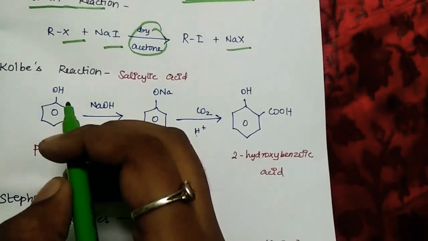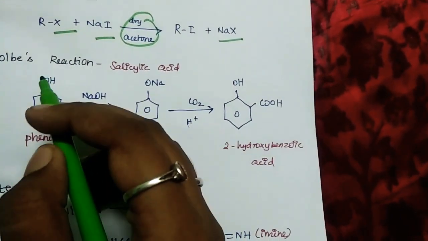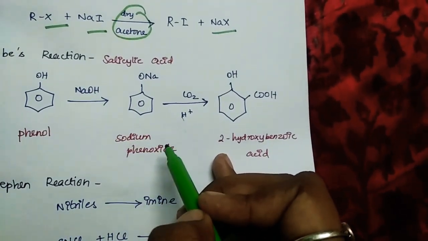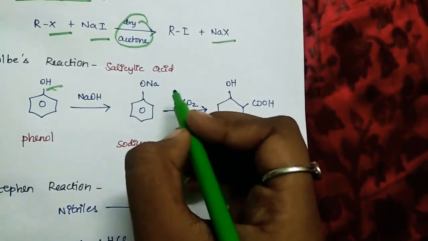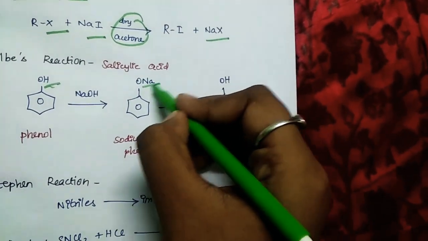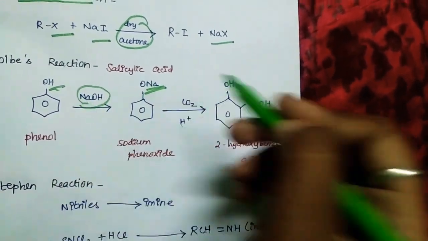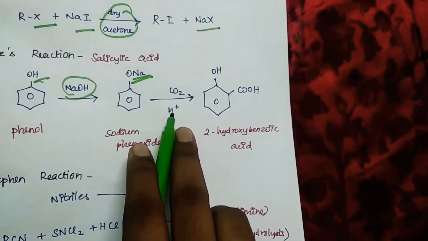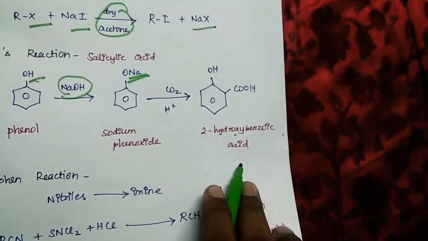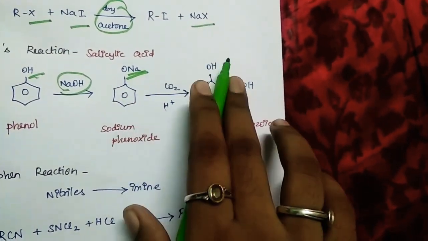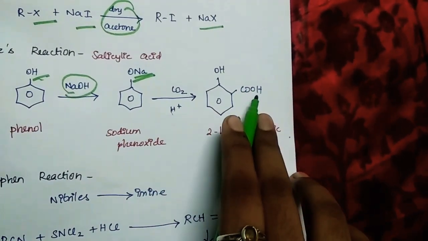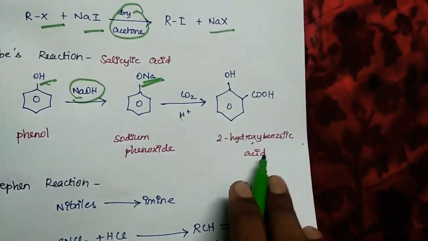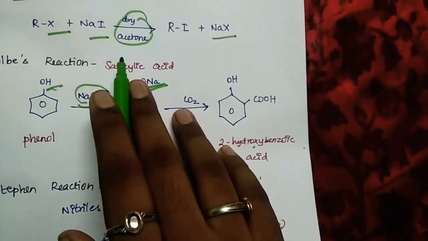So when phenol, which is a benzene ring attached to an alcohol group, reacts with sodium hydroxide, it gives sodium phenoxide. The H is replaced by Na of the sodium hydroxide, and this on reacting with CO2 and H plus gives 2-hydroxybenzoic acid. Here the Na is replaced by H and an acid group is added. 2-hydroxybenzoic acid is the name for salicylic acid.